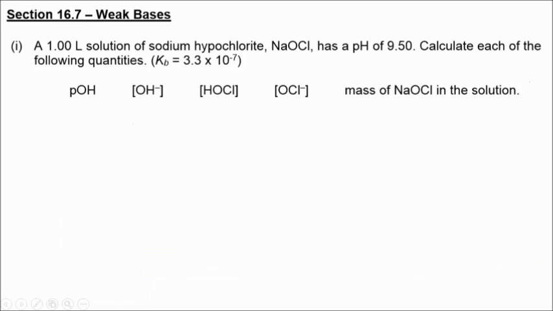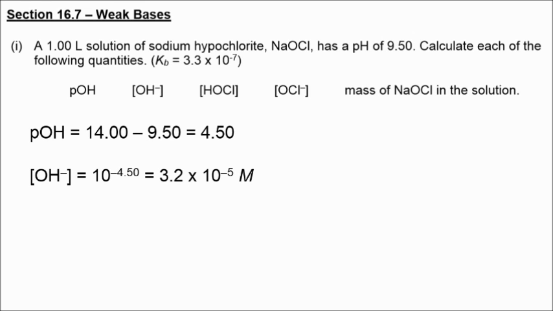Sodium hypochlorite is a weak base. We have a 1 liter solution of sodium hypochlorite. It has a pH of 9.50, and we're going to calculate each of the following quantities. We are also told the Kb value for the hypochlorite ion. So we'll start with pOH. 14 minus 9.50 is 4.50. The concentration of hydroxide would be 10 to the minus 4.50.